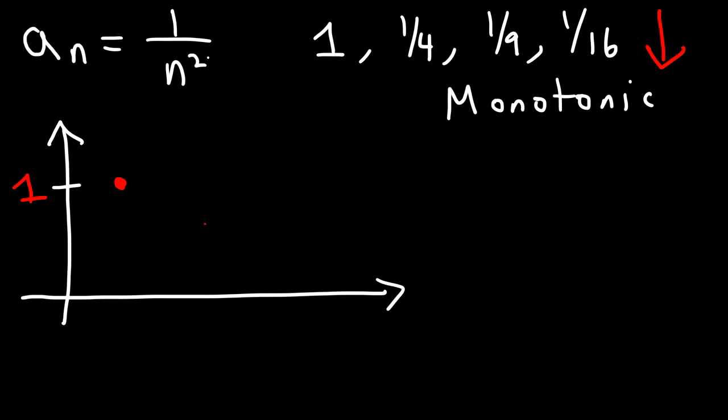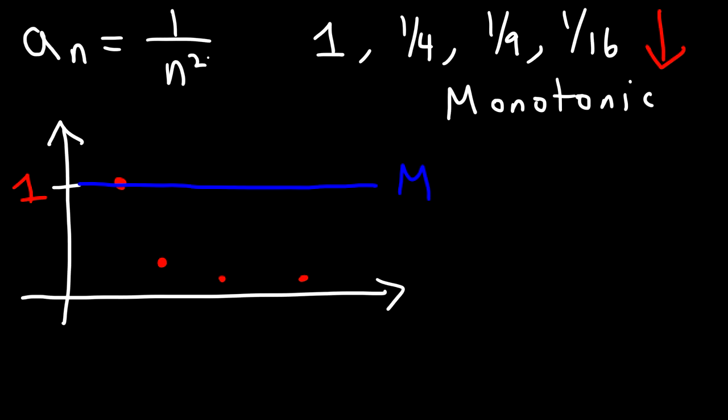The second term is going to be 1 over 4, which is probably going to be somewhere over here, and then 1 over 9, and then 1 over 16, and so forth. Because it's a decreasing function, the first term is going to be the highest. So therefore, it's bounded above at 1.